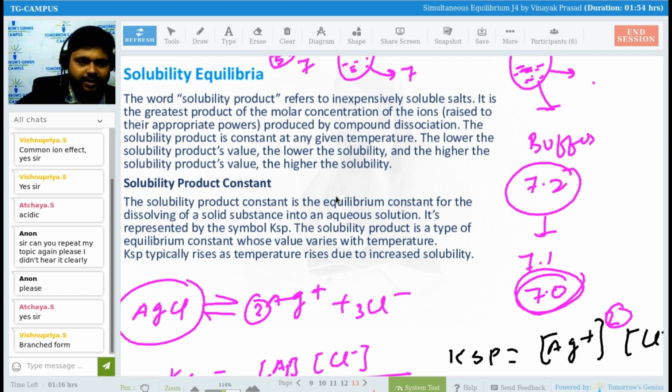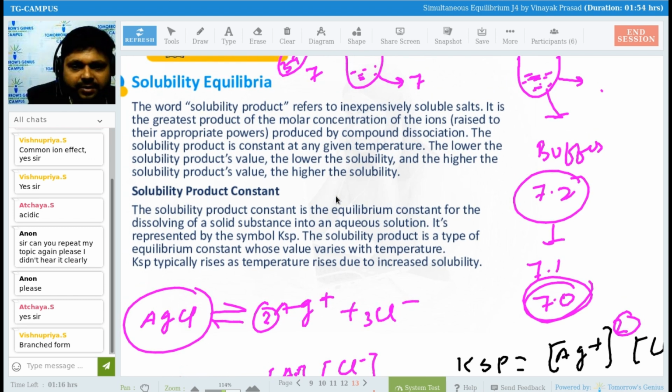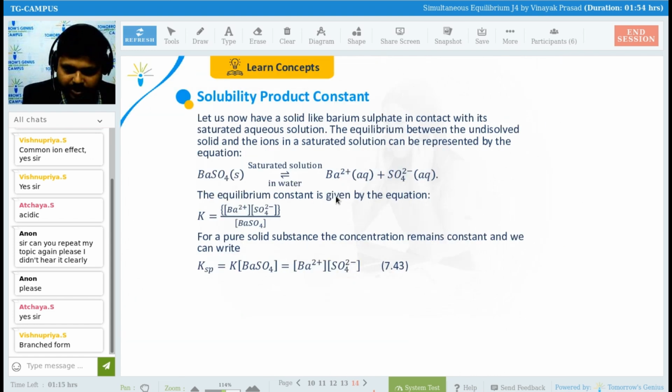Getting my point? If the temperature is more, solubility is more, and the Ksp value will also be more. So you can say that temperature is directly proportional to what? Solubility. And solubility is directly proportional to what? Ksp. Is it fine, guys? Any doubt till here? Any doubt, then please tell me, guys. No doubt? Okay.